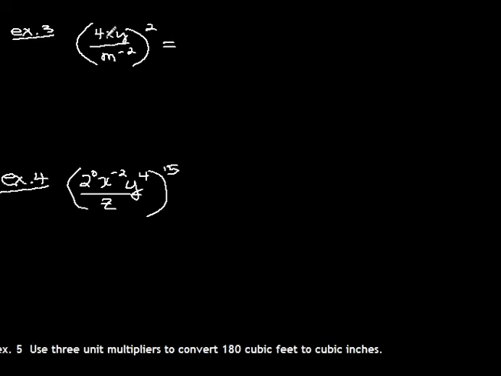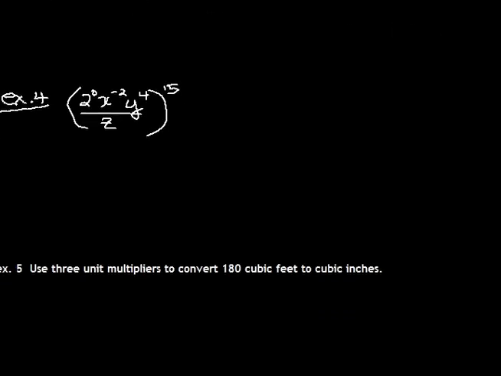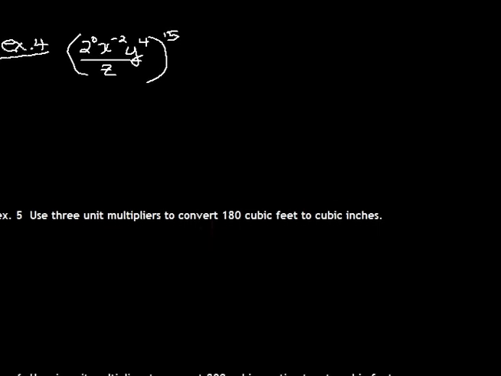Okay, this time we have 4 squared, x squared, y squared, and we have a fraction this time. So we're going to do the same thing, power to power, m to the -4. And then your final answer is just going to be 16x squared, y squared over m to the -4. So I hope you're finding that these aren't that difficult. It's just going to be confusing when everything's mixed together.